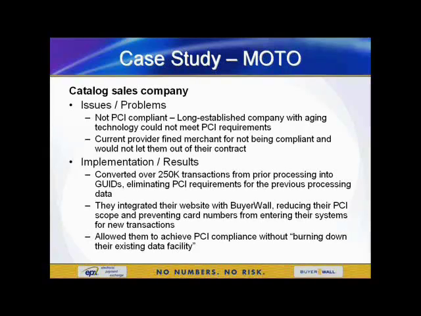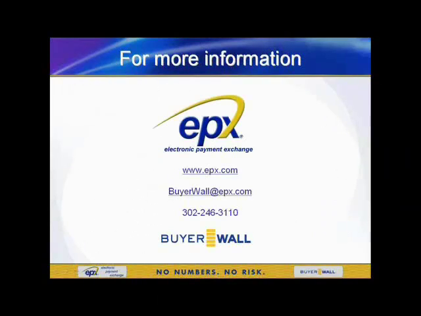So as part of the conversion process, they tokenized about 250,000 transactions from their previous processing, eliminating the PCI requirements for that data. They integrated their website with EPX's Firewall end-to-end tokenization solution and reduced their PCI scope and prevented card numbers from re-entering their systems for new transactions. To paraphrase them, this conversion allowed them to achieve PCI compliance without burning down their existing data facility. And that's all I've got.